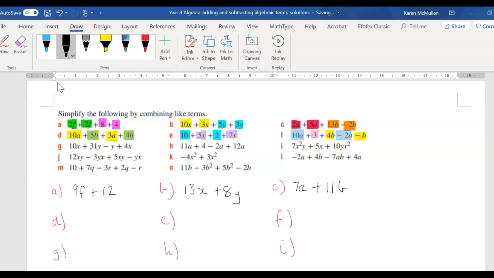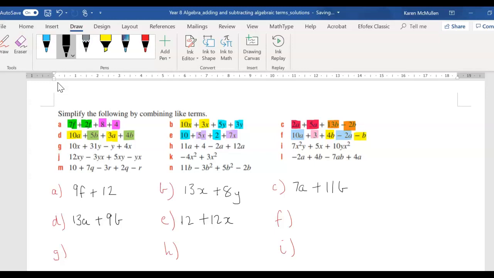All right, so 10A plus 3A gives me 13A. And 5B plus 4B gives me 9B. All right, for question E, I've got 10 plus 2 is 12. And then 5x plus 7x gives me 12x.